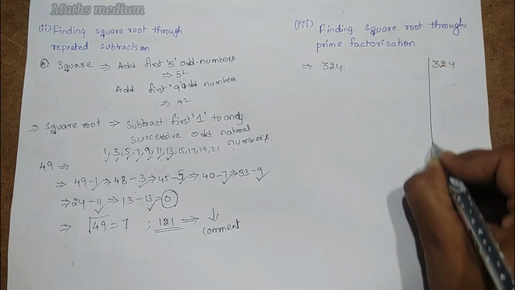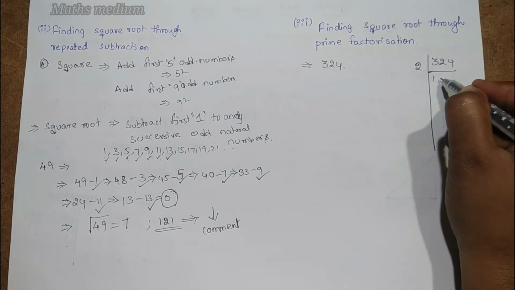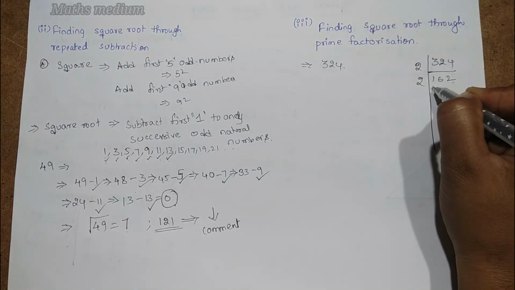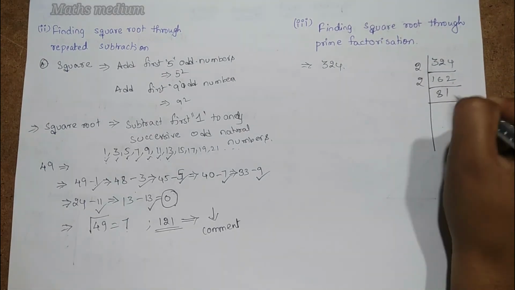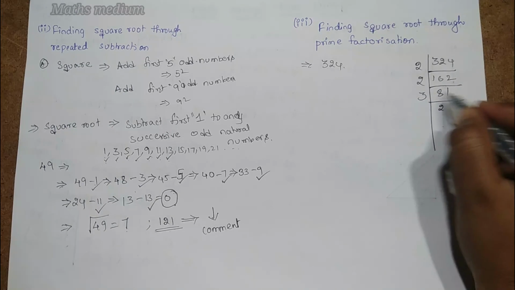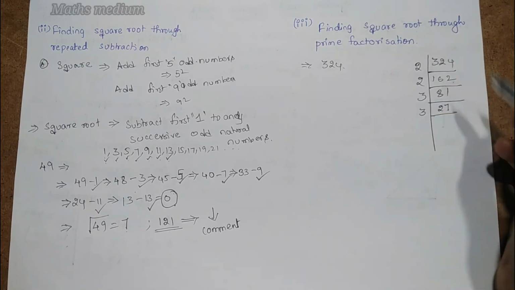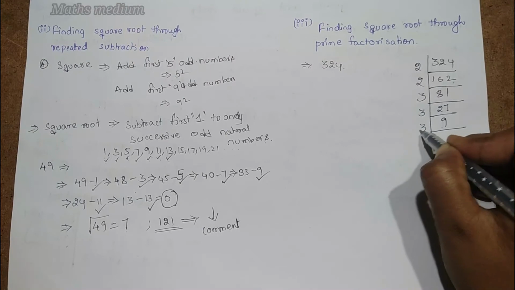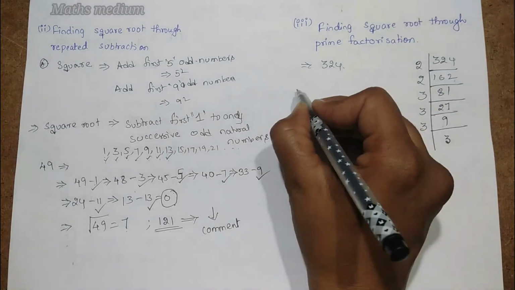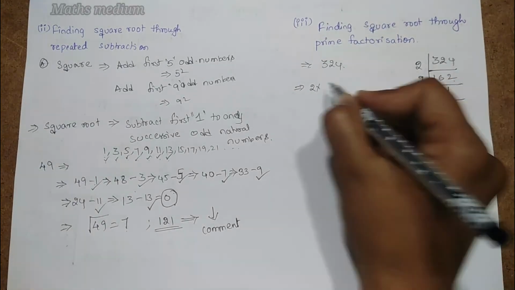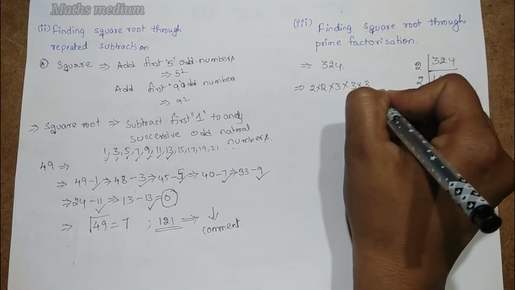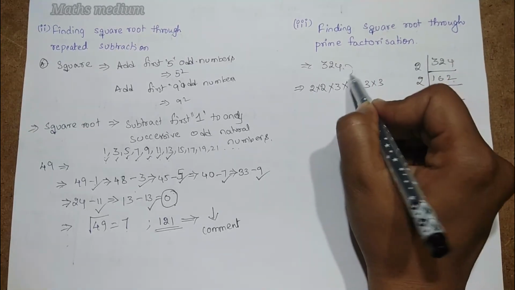324. Now 2 1s are 2, 2 6s are 12 and 4, 2 2s are 4, right? Again by 2, 2 8s are 16, 2 1s are 2. Now by taking 3, 3 2s are 6 and 21 left. 3 7s are 21. Now again 3 9s are 27. Again we will get by 3, 3 3s are 9. So this is the prime factorization. It can be written as 2 into 2 into 3 into 3 into 3 into 3. It means four 3s, right? Now this is the prime factorization for this given number.